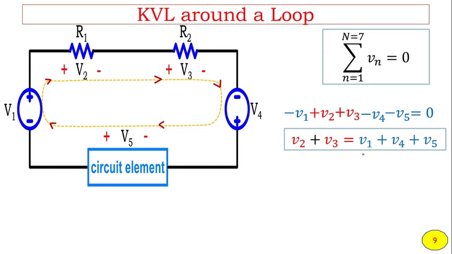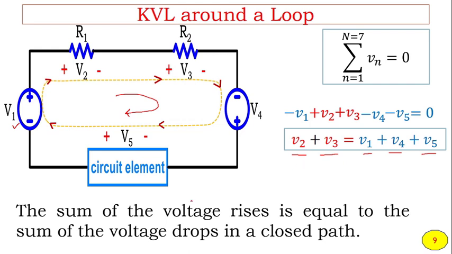If we see the right hand side of this equation, each one of these voltages V1, V4 and V5 is a voltage rise, and on the left hand side of this equation, V2 and V3 are the voltage drops while traveling in clockwise direction. So the alternative form of the KVL is: the sum of the voltage rises is equal to the sum of the voltage drops in a closed path.